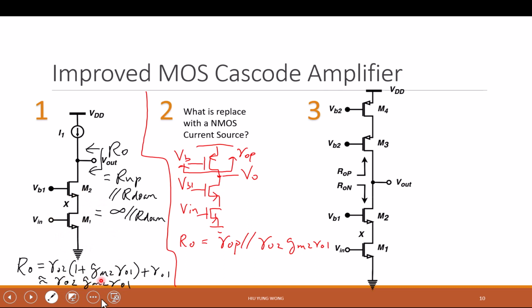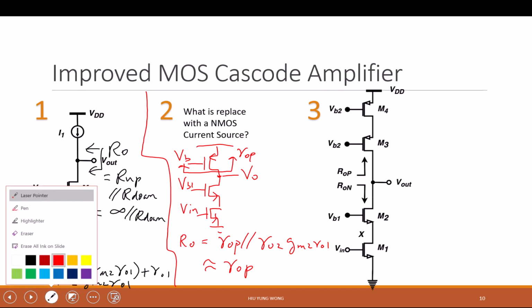Which is RO2 GM2 RO2, which is very large. But when I look up, what do I get? ROP. Which one is larger? The last one is much larger, right? Looking down is much larger, and then I have a small one. Maybe this one increased by 10 times, this one is still the original value, right? Then what do I get? The small one will dominate in a parallel circuit, right? Then my gain is not going to be high anymore.